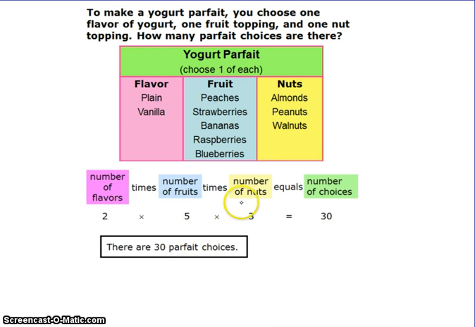All right, so let's take a look here at this yogurt stand. I have 2 flavors. I have 1, 2, 3, 4, 5 fruits and 3 nuts that I can do. If I must choose one from each, all I do is multiply 2 times 5 times 3. So there's a possible of 30 different yogurt parfaits that I can make at this particular parfait shop.